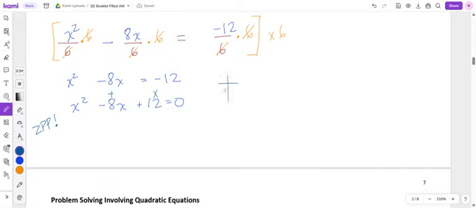I'll make my RS table. 12 times 1, 2 times 6, 3 times 4. Which of them will give me 8? It's going to be these ones. Now I have to think about, okay, so I know I put an x in front because this is a simple trinomial.